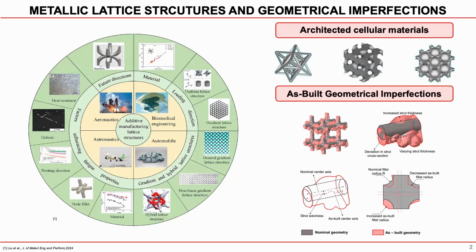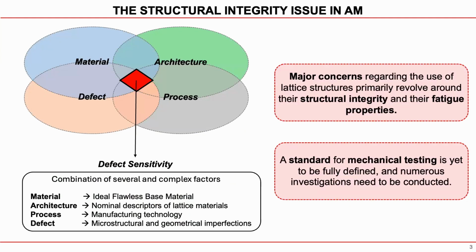This geometrical imperfection affects the defect sensitivity of the specimen. Indeed, these kinds of specimens have a really high variety of defect types, which can range between different architectures and different processes chosen, as well as different microstructural or geometrical defects associated with the process itself. Indeed, the full widespread adoption of these technologies is still hindered by major concerns on structural integrity and the fatigue properties of these components. On top of this, standards for proper mechanical testing are yet to be fully achieved.